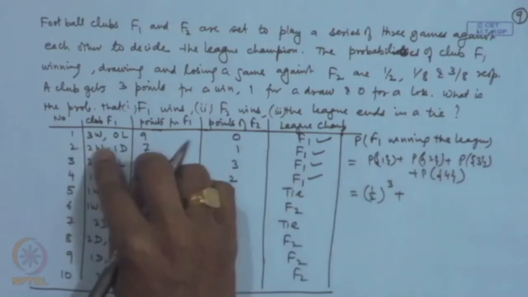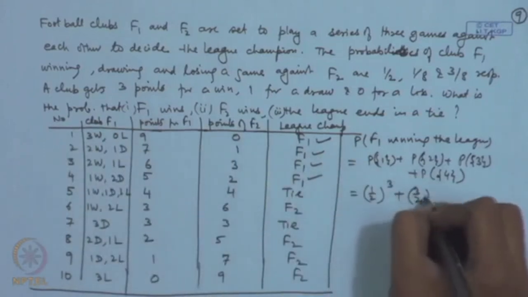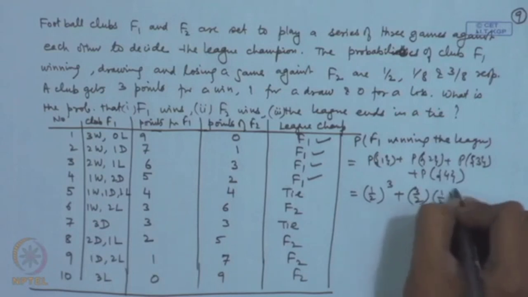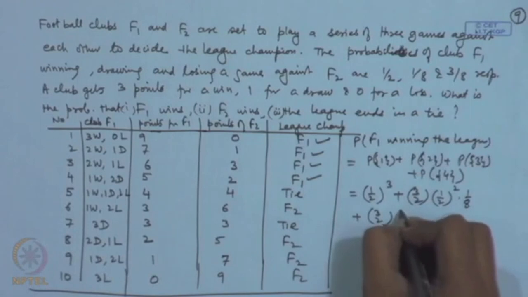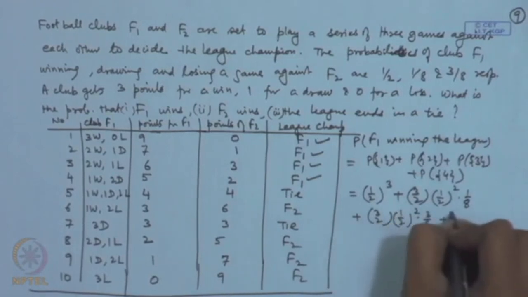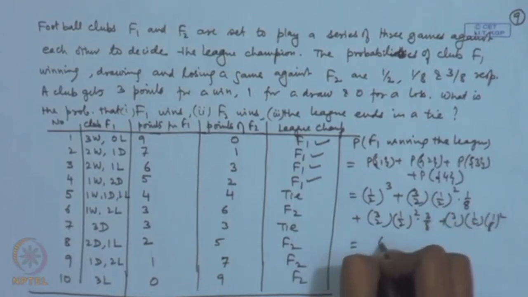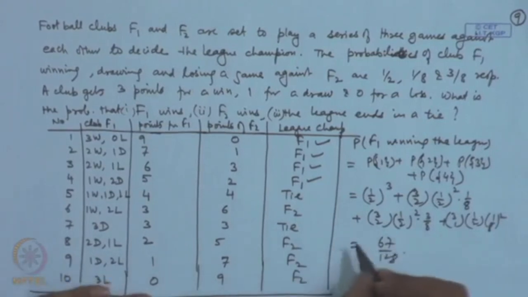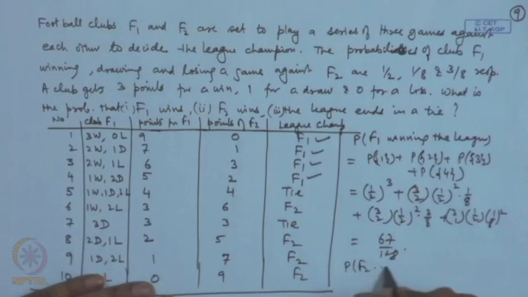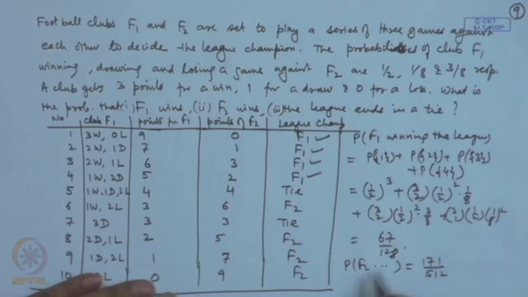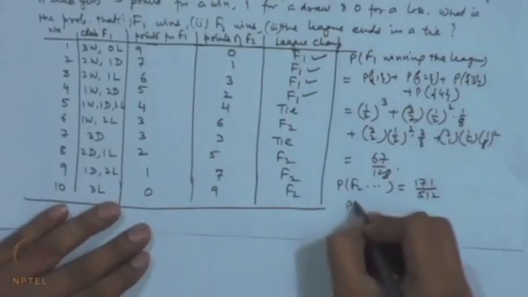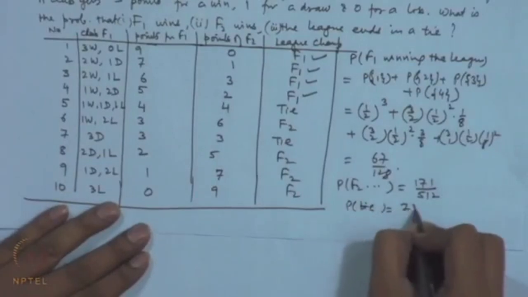For the second one, there are 2 wins out of 3 games. These can be chosen in 3C2 ways. The probability of winning the 2 games is half square and probability of a draw is 1 by 8. Similarly, in the third case, 3C2 half square 3 by 8 plus 3C1 half and 1 by 8 square. So, this turns out to be 67 by 128. Now, similar way we can calculate what is the probability of F2 winning the league. That turns out to be 171 by 512 and probability of the league ending in tie, that will be equal to 73 by 512.